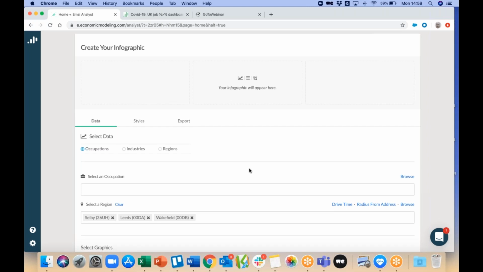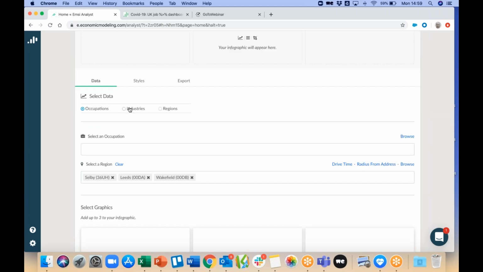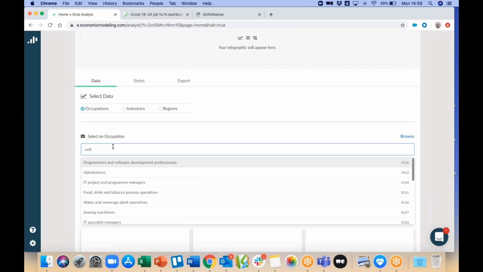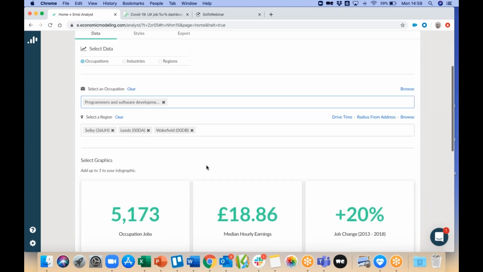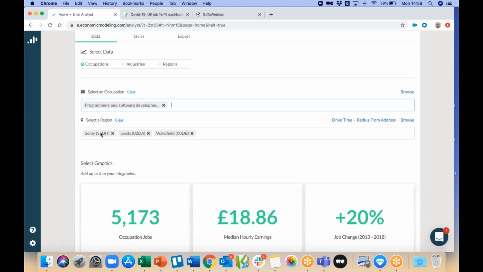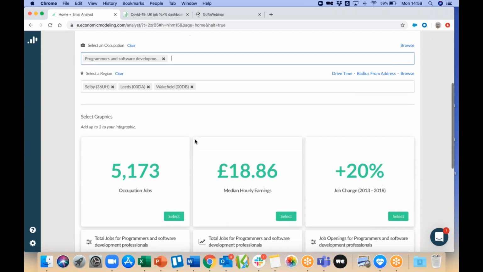So in a nutshell, quickly, how this works: we can look at occupations, industries, or regions. So we can select a particular occupation. Note the region's already pre-selected because that's what we've just been looking at. So let's say one of the occupations we were just talking about was software developers, so programmers, software developers. Again, we could put in multiple. So we're looking at programmers and software developers in Selby, Leeds and Wakefield.